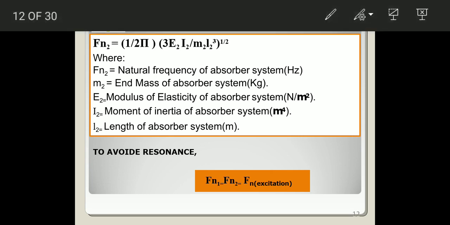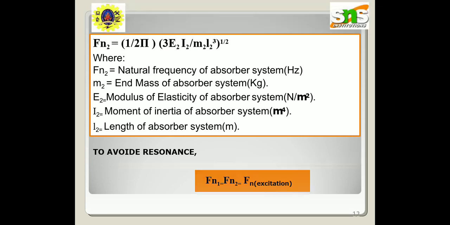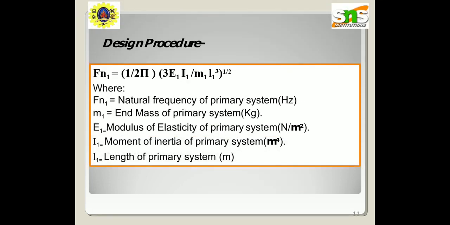This is the design procedure. For the vibration, fn = 1 by 2 pi times the square root of 3 E1 I1 divided by M1 L1 cubed, where fn is the natural frequency of the primary system, M1 is the end mass of the primary system, E1 is the modulus of elasticity of the primary system, I1 is the moment of inertia, and L1 is the length of the primary section.